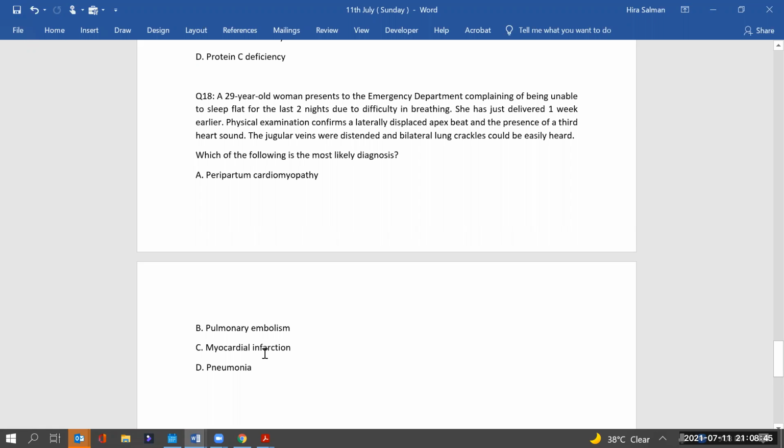Myocardial infarction you cannot say, because there should be severe acute pain, and it cannot be something where you can't sleep flat. And pneumonia, of course, not. So you can just easily say the diagnosis.